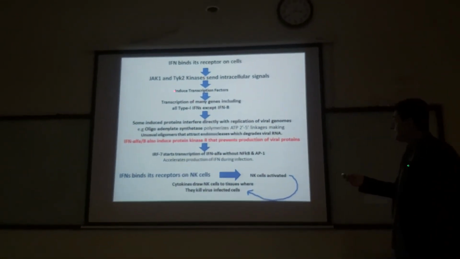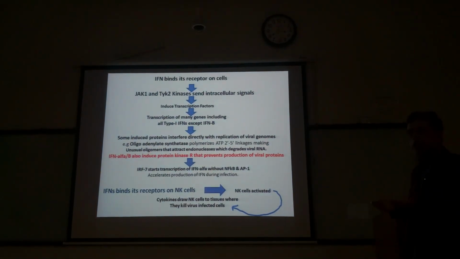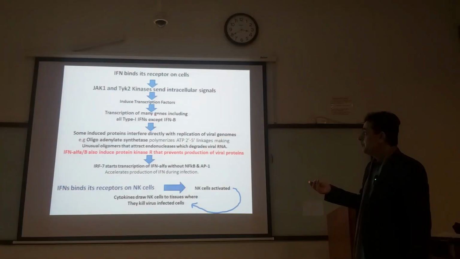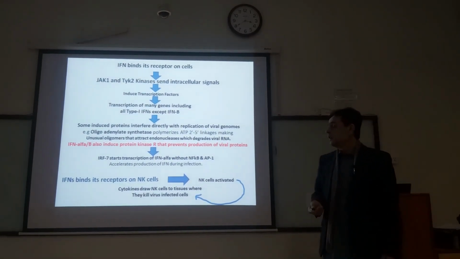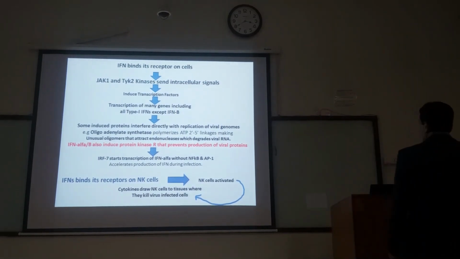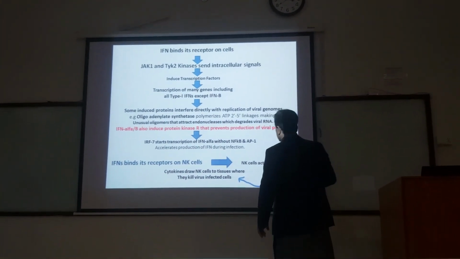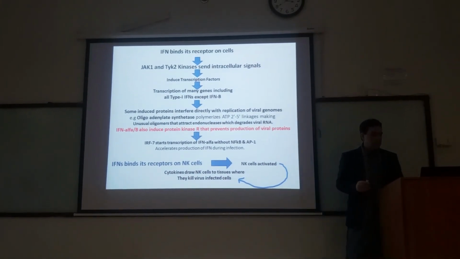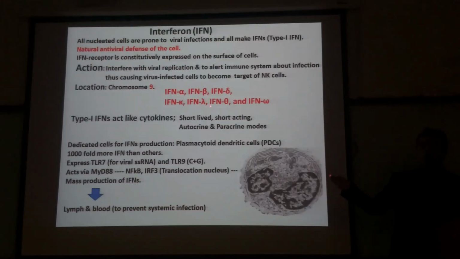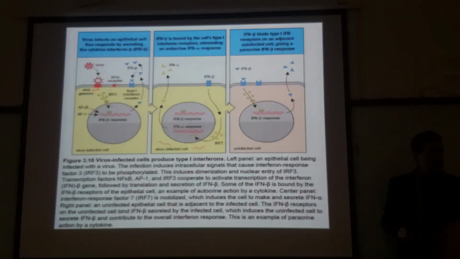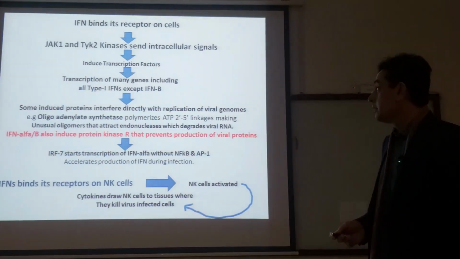So what would happen when transcription factors are induced and they are made by the cell? The transcription of many genes, including all types of interferons, except interferon beta. Except interferon beta, many different types of interferons that I showed you here in red are synthesized with the help of this kind of signaling or via induced transcription factors.